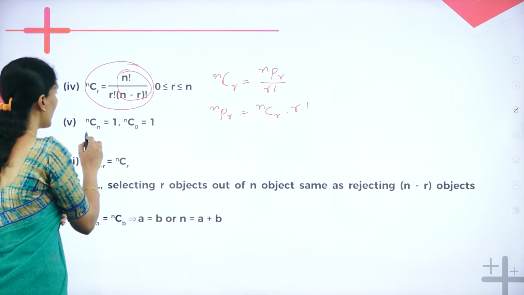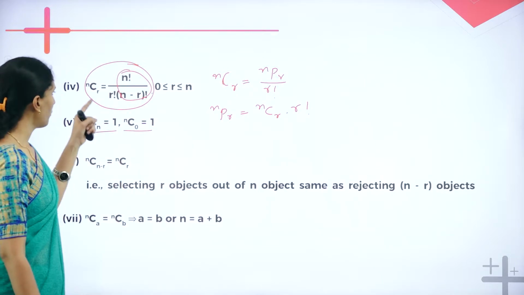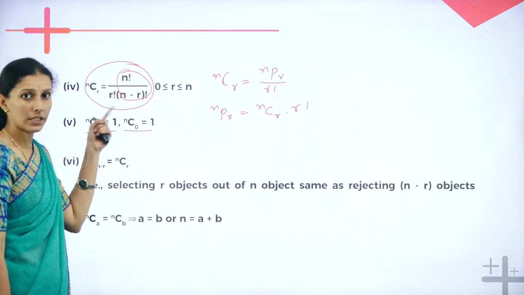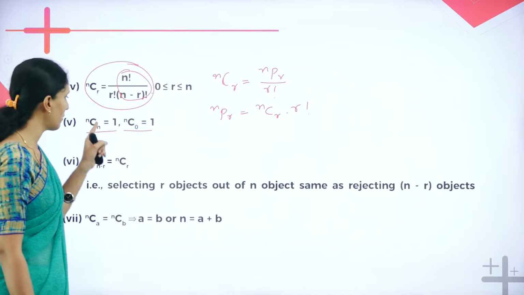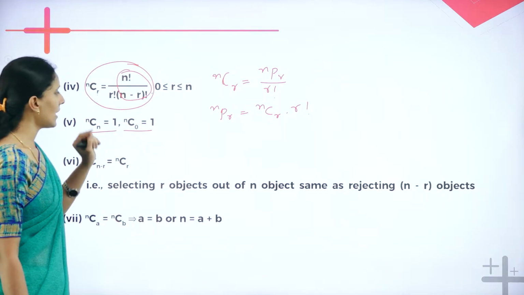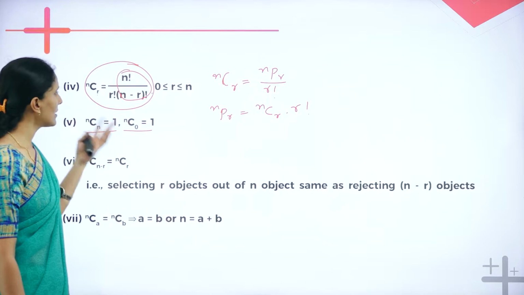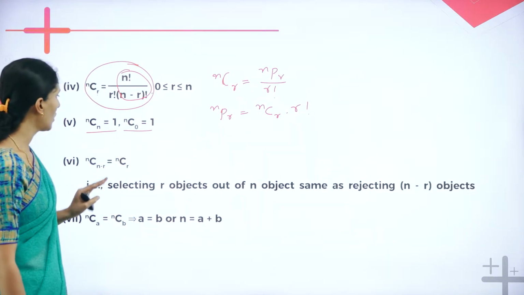Next we have NCN is equal to 1. NC0 is equal to 1. If you substitute N in the place of R here, it becomes N minus N, 0 factorial. N factorial cancels, so the value will give rise to 1. For NC0, if you put R is equal to 0 there, then again it is N factorial over N factorial, which cancels and you will get 1.